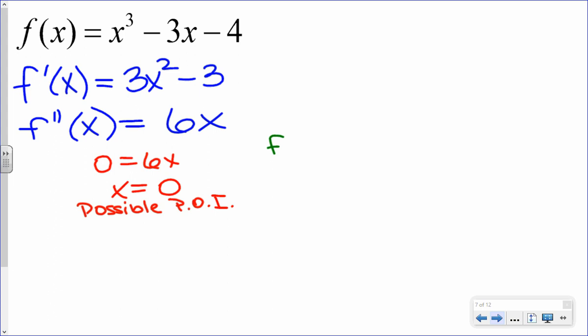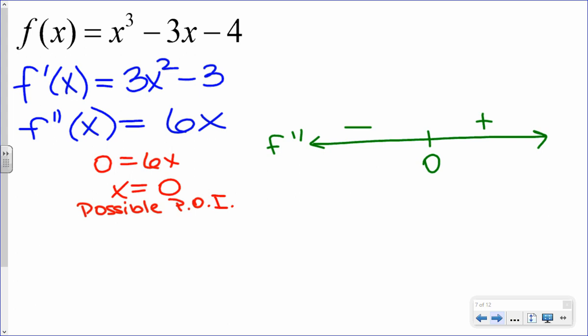You want to label your number line, because pretty soon we're going to be looking at both. Okay, so I'm going to label my number line f double prime because it's the second derivative, and I'm going to put my possible point of inflection on that number line. Test intervals in the second derivative because that's what we labeled. So negative numbers will make our second derivative negative. Positive numbers will make our second derivative positive.